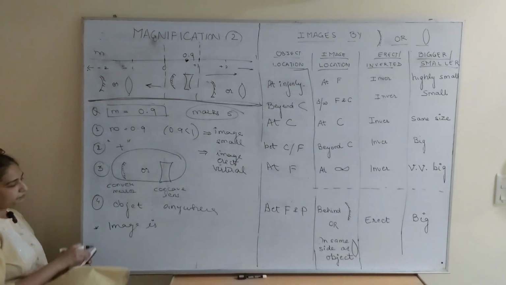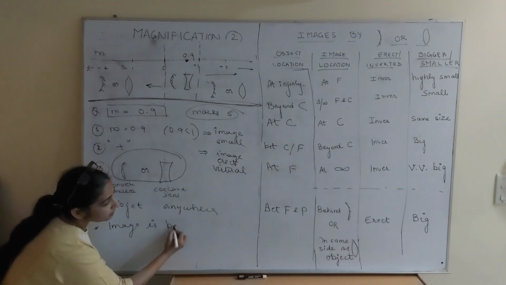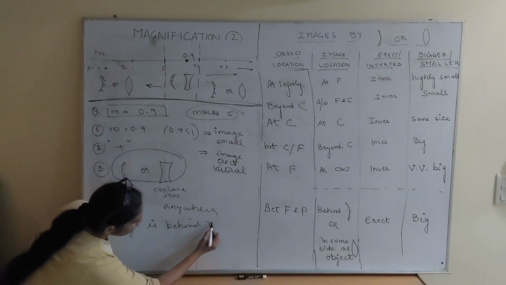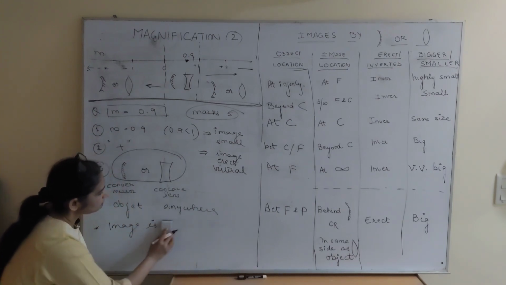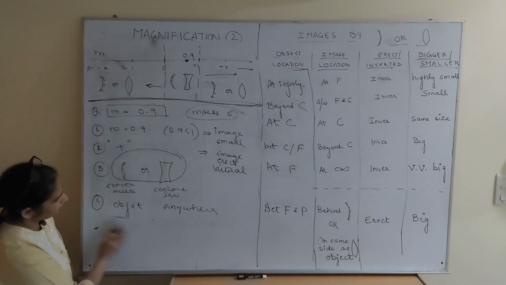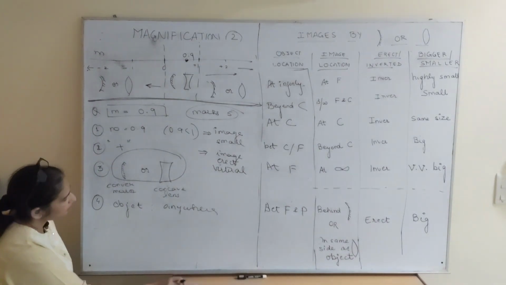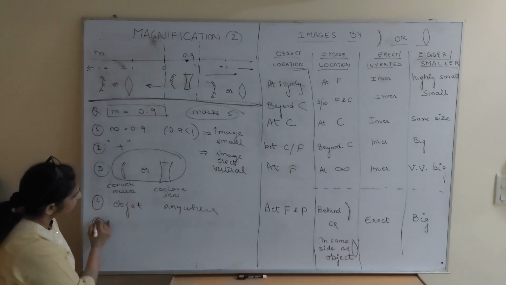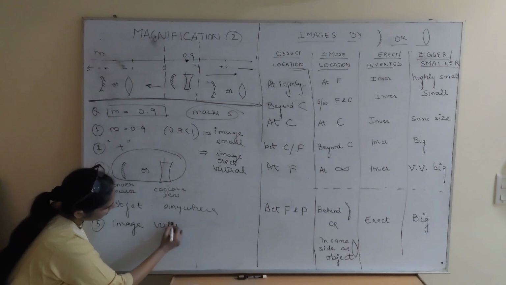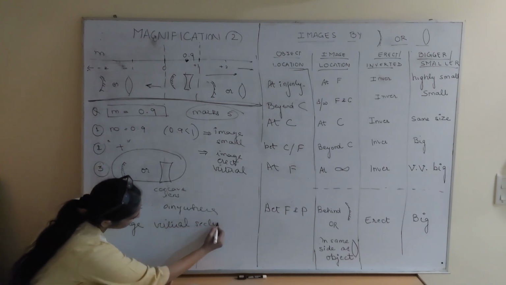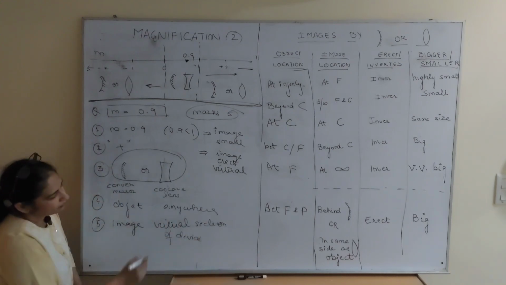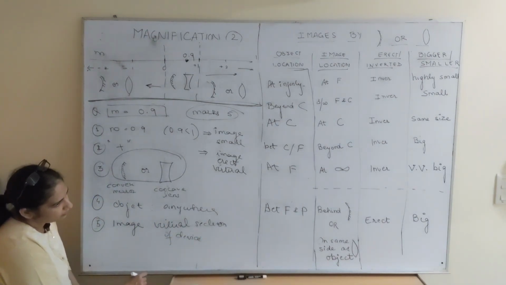The image, we can say the same thing: the image is behind the mirror. Or you can forget the image location and say the image is on the virtual section of the device. That's the image.